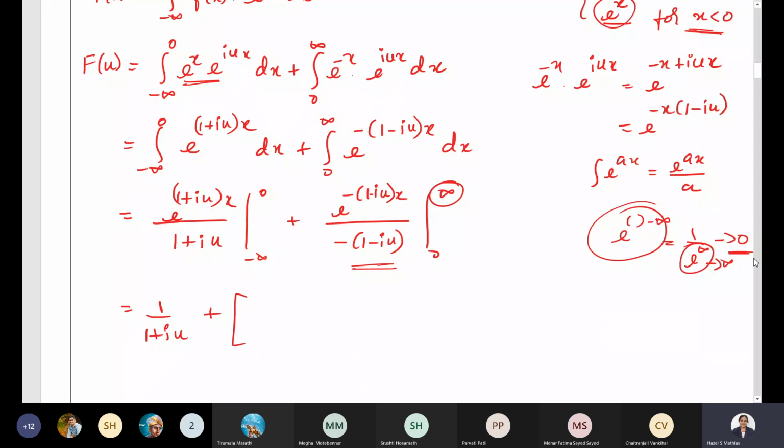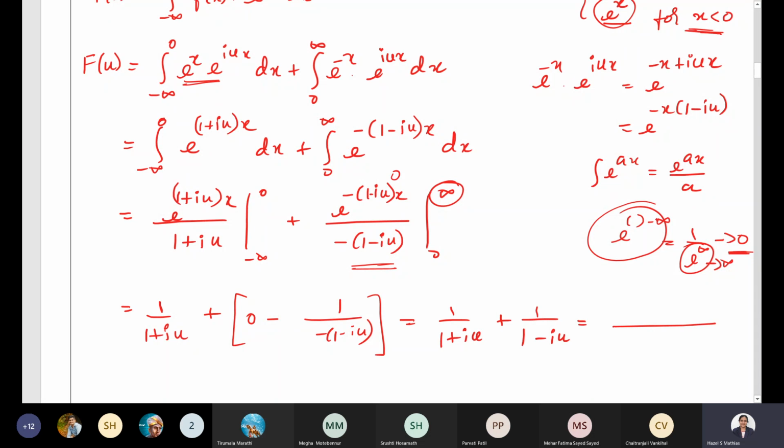So we will have the upper limit as 0, minus, here you have minus 1 minus iu, into the lower limit. What is the lower limit? 0. So when you put 0 over here, e power 0 will be 1. This is what we get. So we will have 1 plus iu, minus of minus will become plus, 1 minus iu.